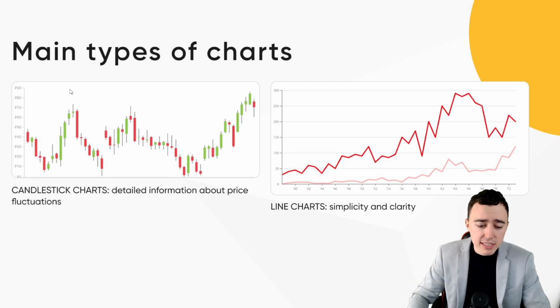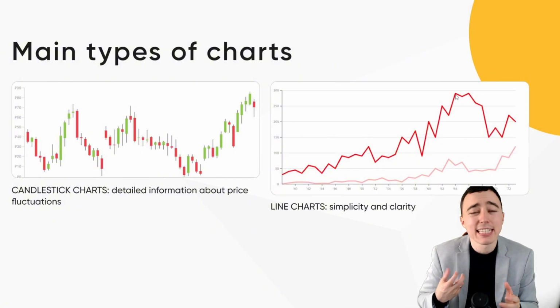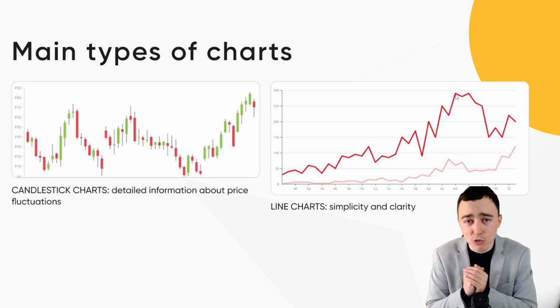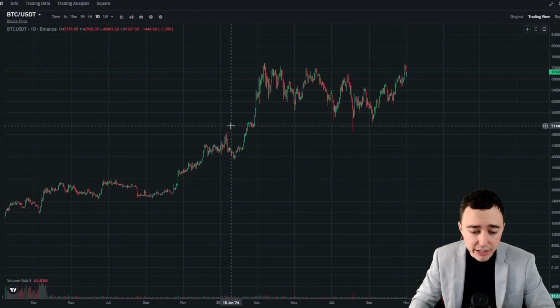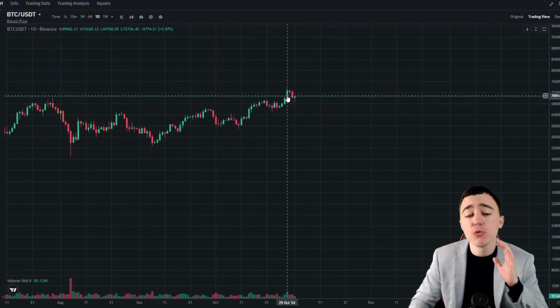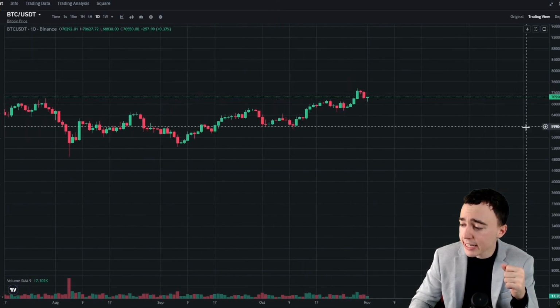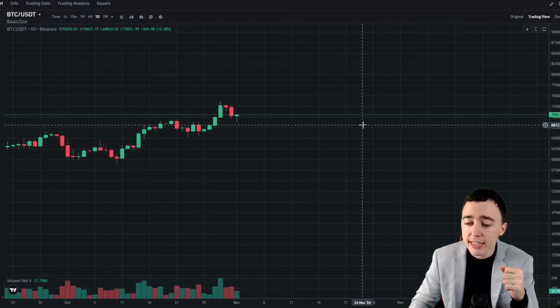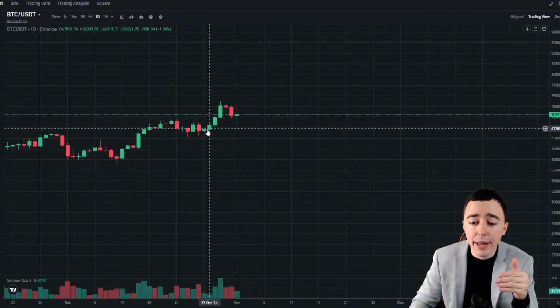For example, this right here is a candlestick chart. Basically, it gives us detailed information about price fluctuations, while the line chart gives us some information that is clear, but it gives us less information, so it's normally less used. As you can see, this is the chart of Bitcoin in the last year. Every single one of these candles represents one day. We can choose the time frame. You can choose 4 hours, we can choose 15 minutes, and every single candle will represent the time frame. In this case, every single candle represents the evolution of the price movement in one day.